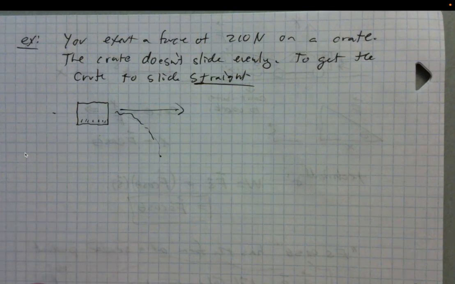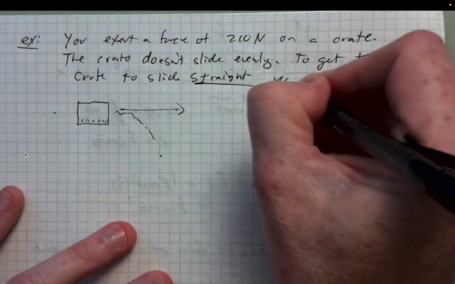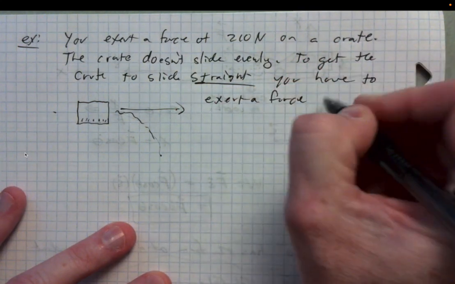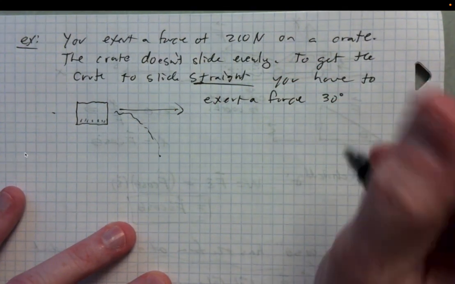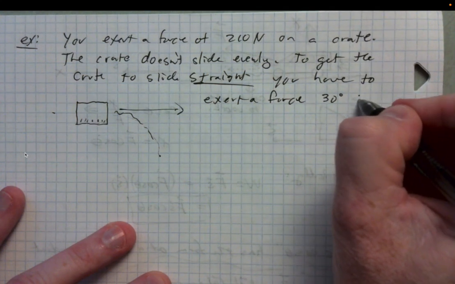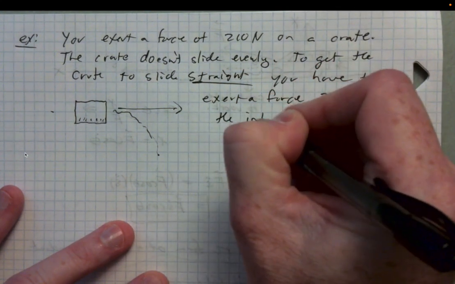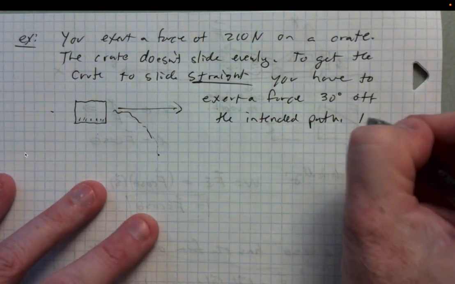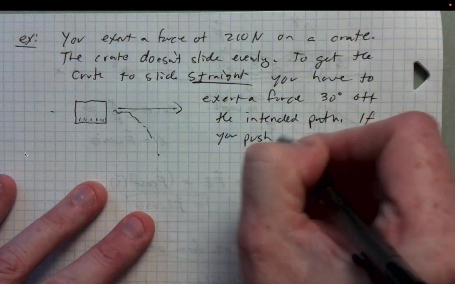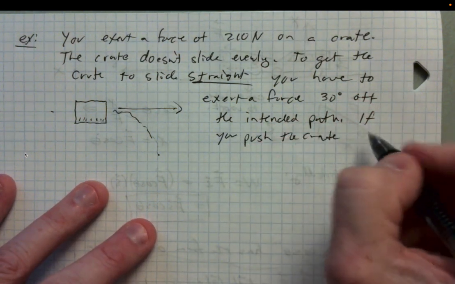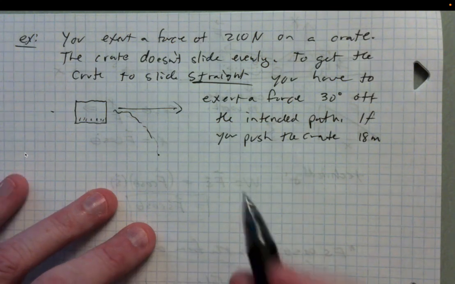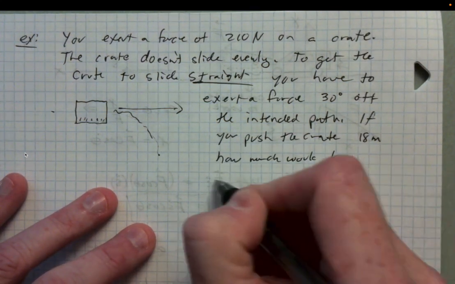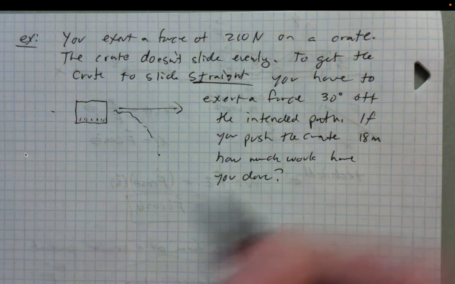So to get the crate to slide straight, you have to exert a force 30 degrees off the displacement path. I'll just say the intended path. All right, so if you push the crate for 18 meters, how much work have you done?